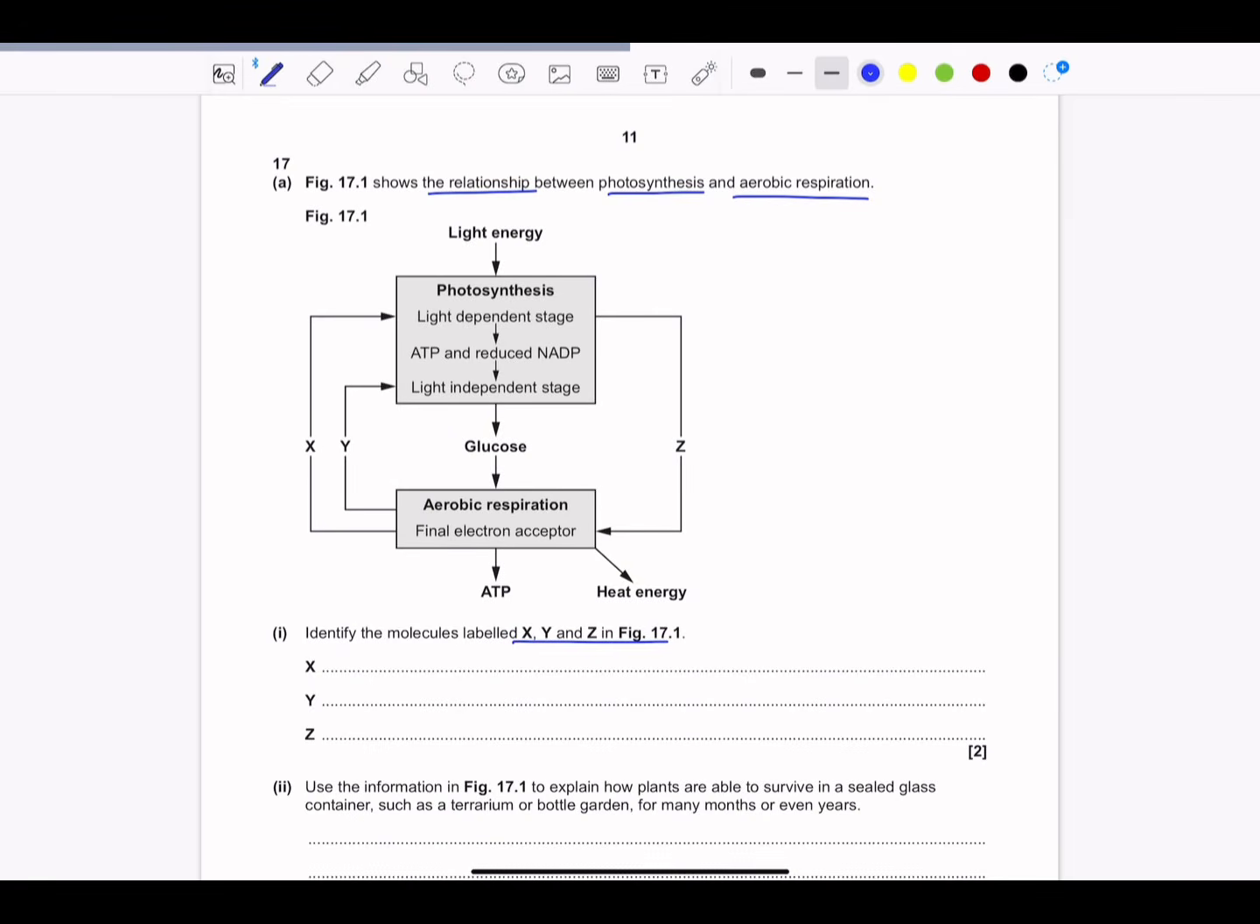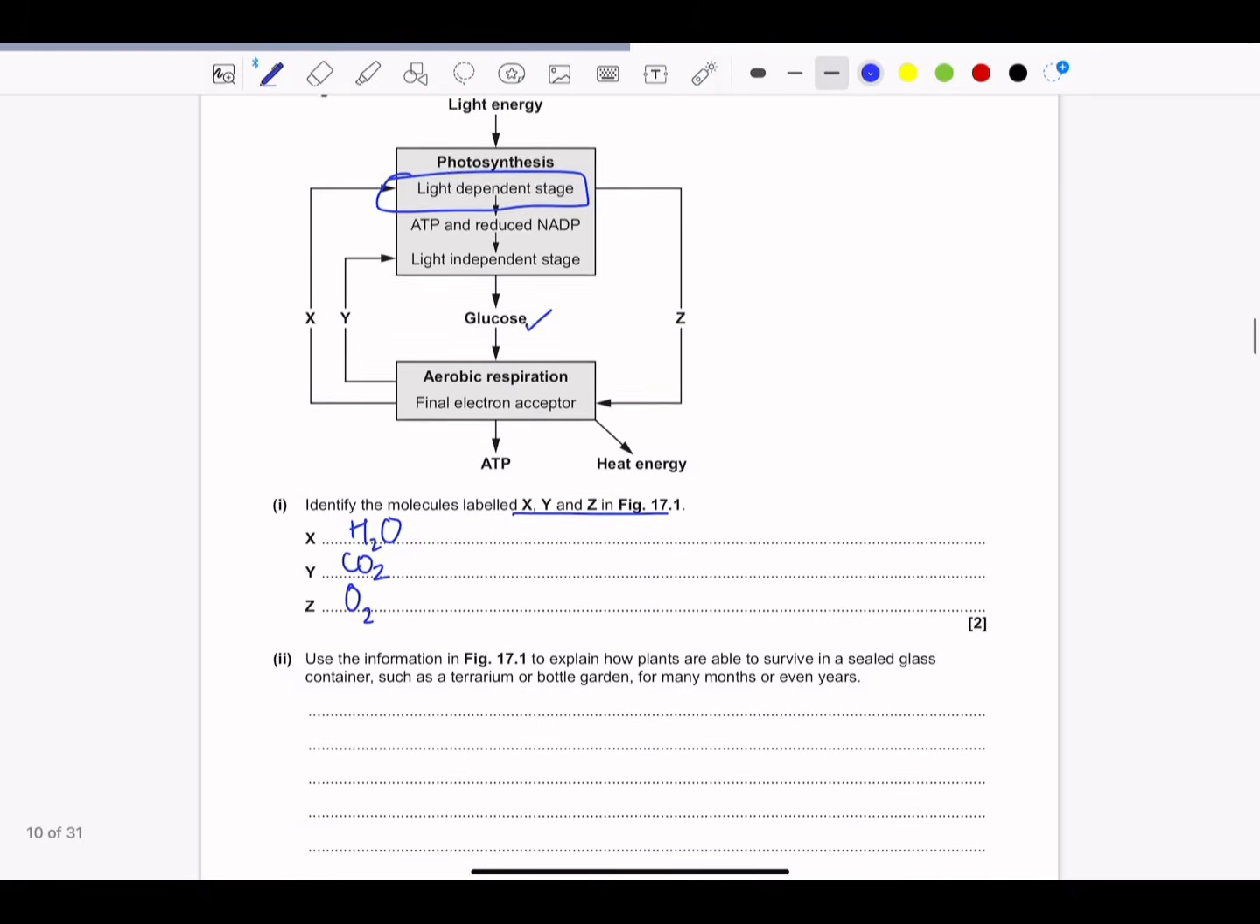So X looks to be a product of aerobic respiration that is used in photosynthesis, specifically the light-dependent stage, and that would be water. Y looks to be a product of aerobic respiration, but used in the light-independent stage, and that will be CO2. And Z looks to be a product of the light-dependent stage that's used in aerobic respiration. So we already have glucose, the thing that's missing is oxygen.